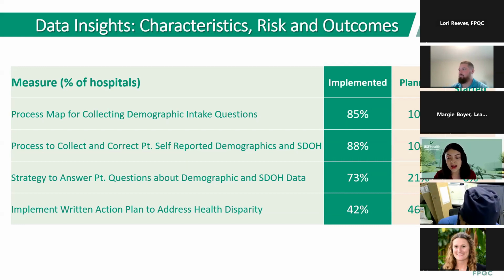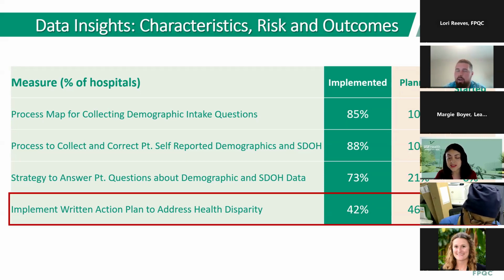We also asked how many hospitals have a strategy to answer patient questions about demographics and SDOH data. We want to make sure to make our patients comfortable, and if they have questions, that we have answers to their questions. And so far, 73% of our hospitals have that in place. Where we are having some issues is in the implemented written action plan to address health disparities. So far, we see that only 42% of our hospitals have that implemented. So there we need to get some work rolling.